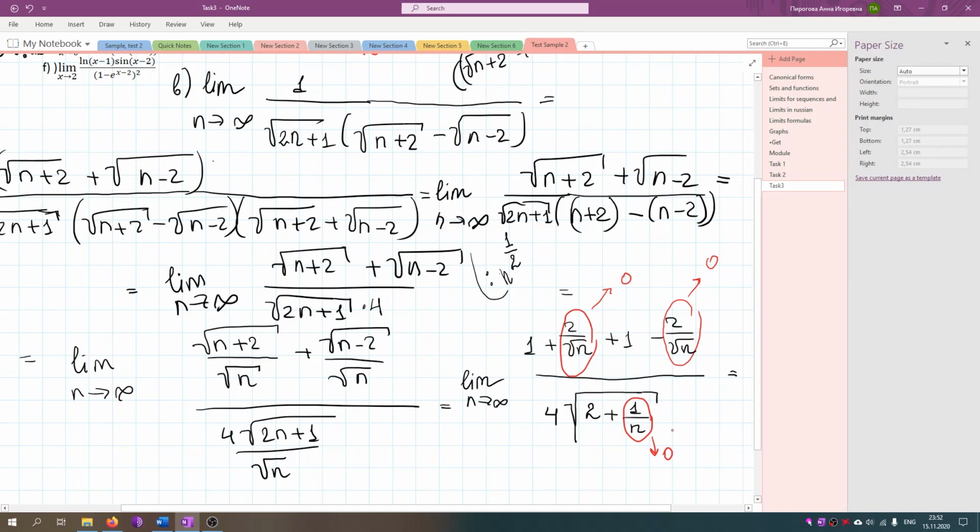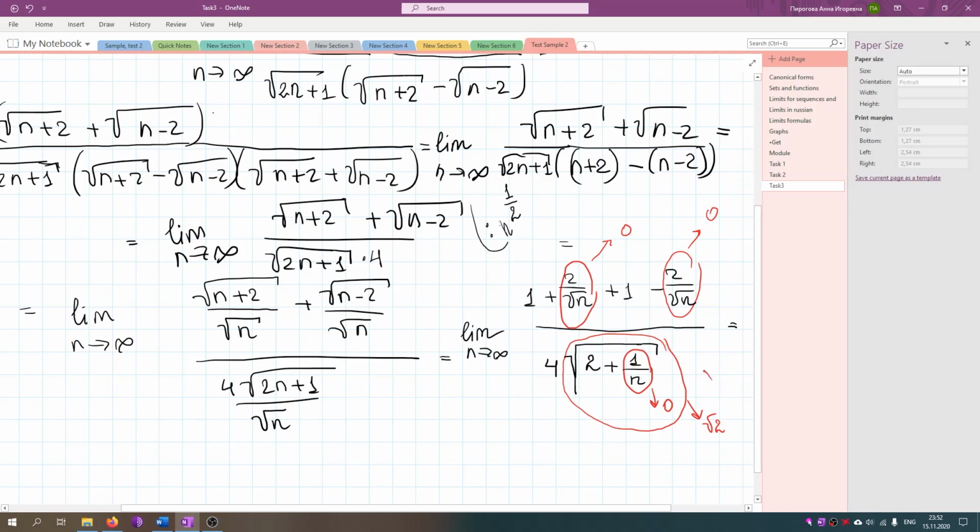This means that the numerator converges to the square root of 2, and the denominator converges to 4 times the square root of 2. So the final answer will be 2 over 4 square root of 2, which is 1 over 2 square root of 2.